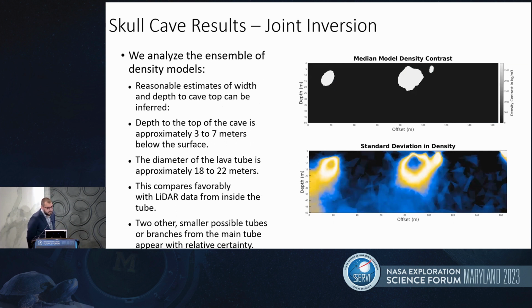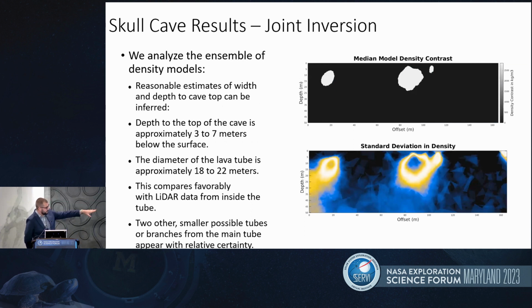And then the median really tells the picture. For the main body there, the median actually quite nicely matches the known cross-section from the LiDAR. Again, that other small feature right next to the main body does appear in the median model density contrast. This could be a small branch that we simply don't know about.